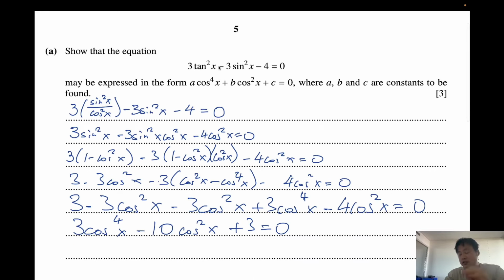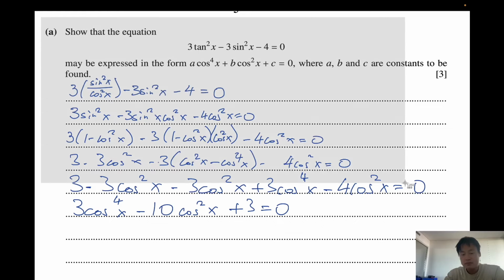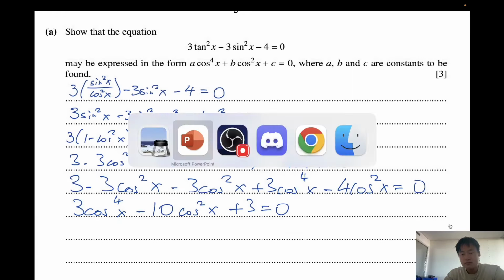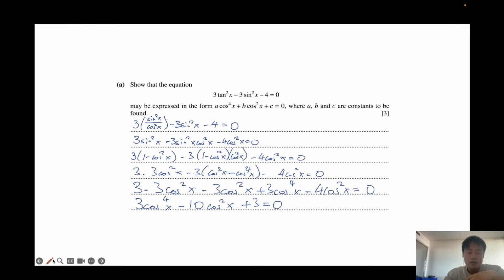We just do 3 tan squared, which recognizes 3 multiplied by tan squared, which is 3 times sine squared over cos squared, minus 3 sine squared minus 4. Next step, if you have 3 times sine squared over cos squared, isn't that just 3 sine squared over cos squared? I will write out the algebra here, just in case you need to see it. If you already understand the question, look at the working, then just move on.